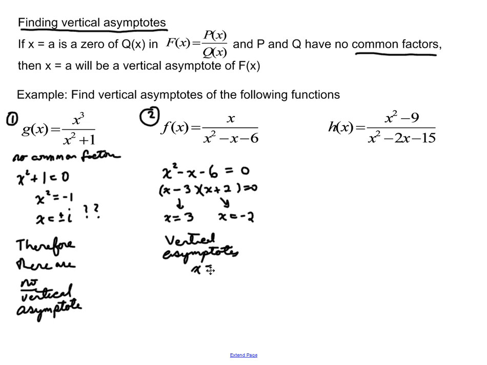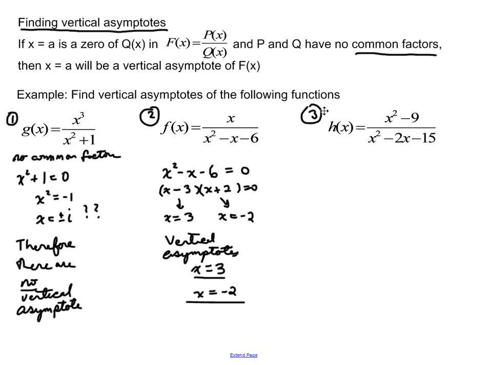And every time we write a vertical asymptote, write it as the equation of a vertical line: x equals the number, not just the number. It's not a coordinate point. It is a vertical line. x equals negative 2 and x equals 3 would have to be my answer. Well, how about number 3?